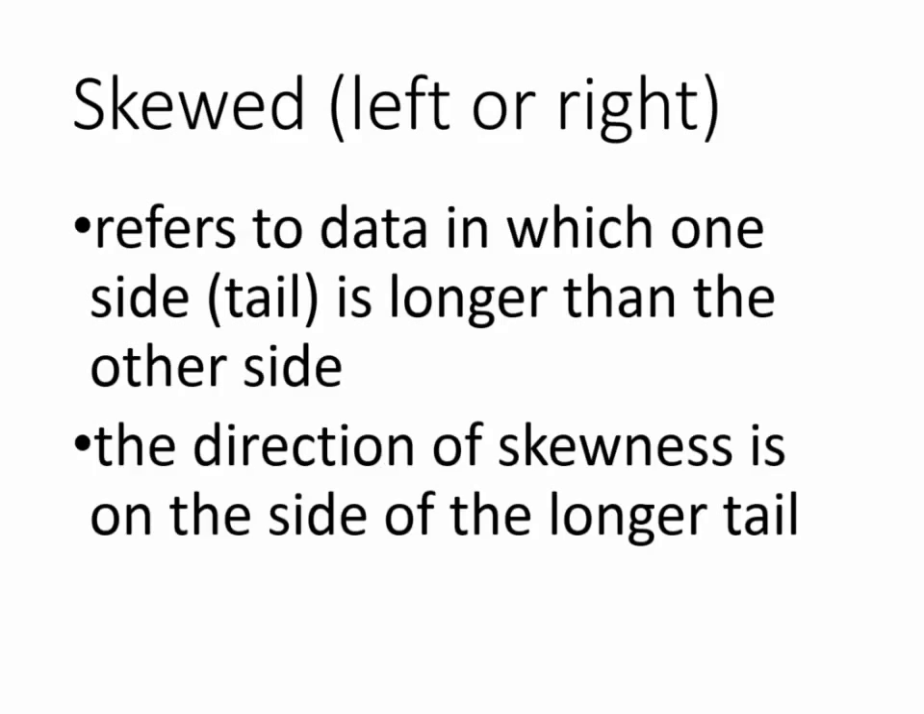Then we have skewed left or right. We'll actually come back and look at specific examples of this graph, but this is when we have a mound towards one side of the data and what looks like a tail or a smaller part towards either the left or the right. And we actually name the skewness by the tail. So where the least amount of data is determines whether it's left skewed or right skewed.